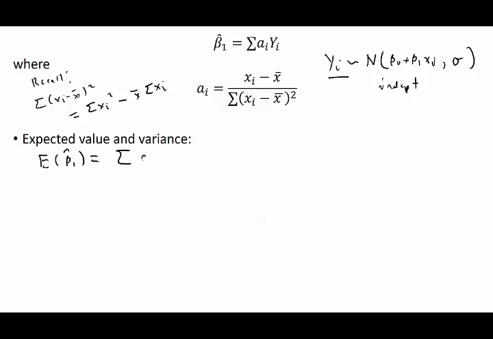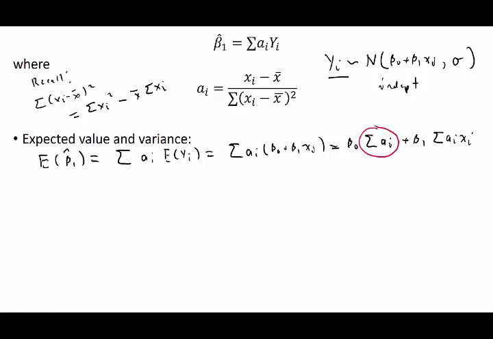Well, expected value is a linear operator, so I can distribute the expected value into the sum. Now the yi's all have a known expected value, which I can substitute in here as beta naught plus beta 1 xi. Then I can distribute the sum and factor out the beta naughts to get beta naught times the sum of the ai's plus beta 1 times the sum of ai times xi. So let's take a look at each of these remaining terms. First of all, the sum of the ai's. What's going to happen when I do that?